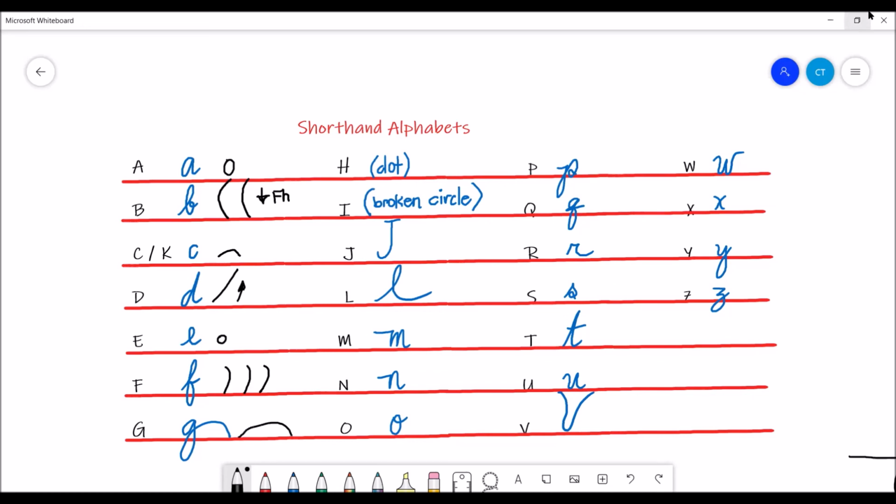A forward stroke, which is, let me refine my stroke. It's a forward stroke, okay, which is 3 times longer than letter C or K. It's a forward stroke. So let me write it again. Okay, so there we go.